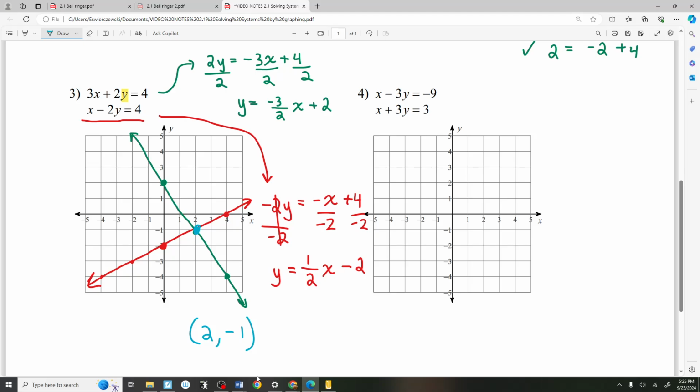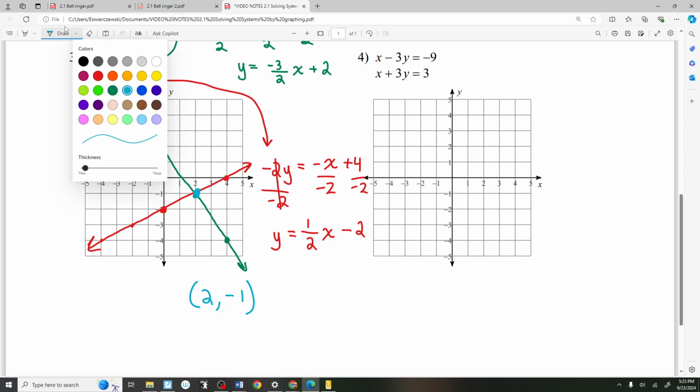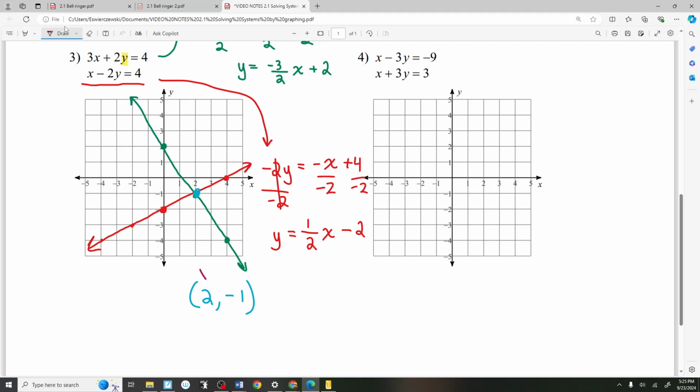We can check our answer again, which I will do. So again, a point is some x and y value that you can then plug into the original equations. So here, if I plug it into the first equation, I would get 3 times 2 plus 2 times negative 1, and it's supposed to equal 4. This is going to be 6. This is going to be minus 2. And yes, 6 minus 2 is 4, so that checked out.